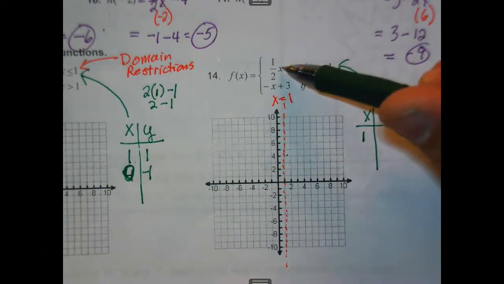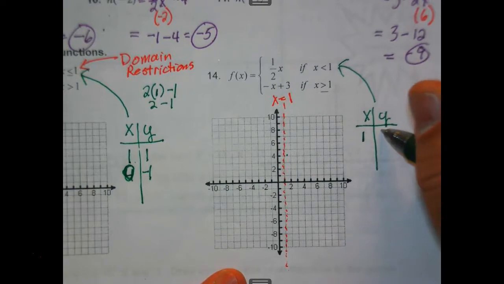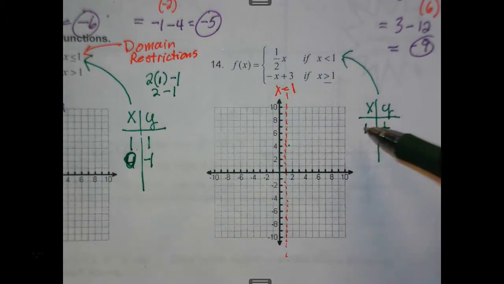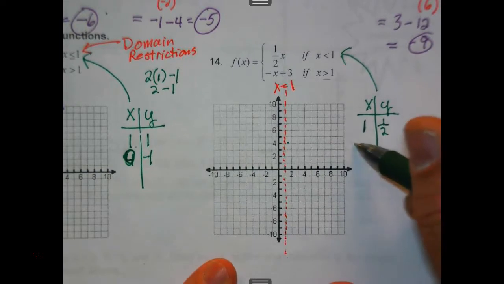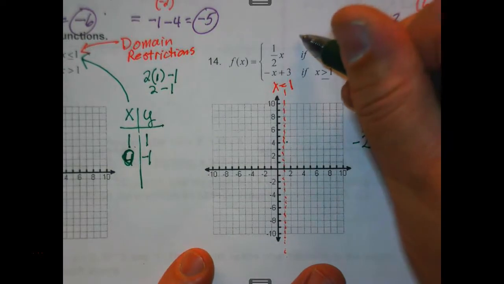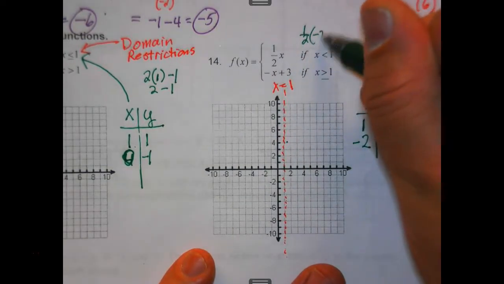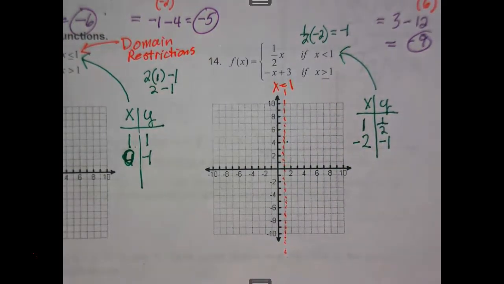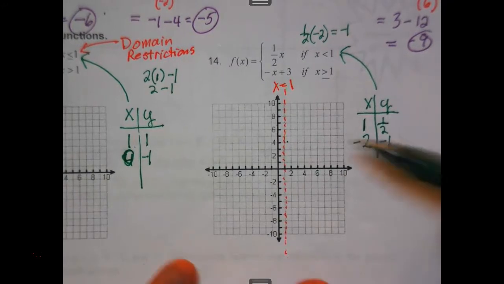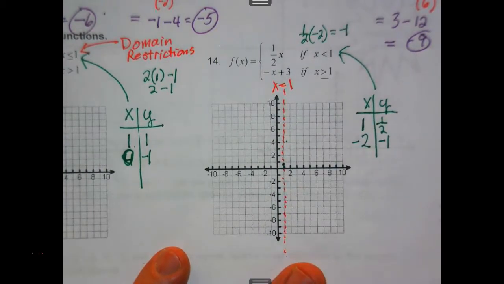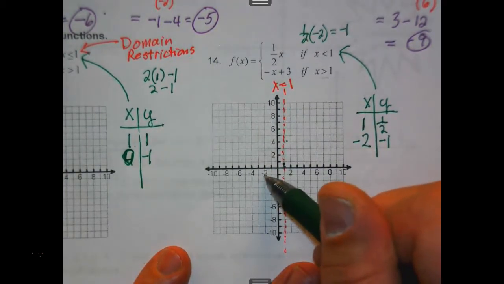If I plug in 1 here, what do I get for y? 1/2. I'm going to use a smaller number than 0. How about -2? Okay, -2 times 1/2 is -1. You see why I chose -2? Because I get a whole number. Okay, so I get 1, 1/2 and -2, -1.